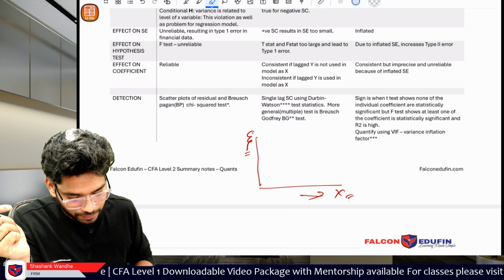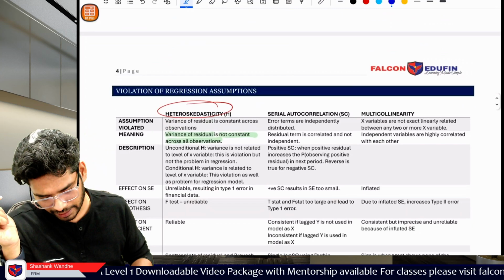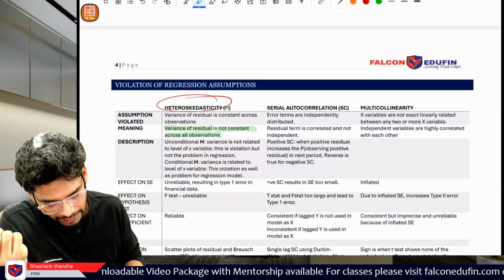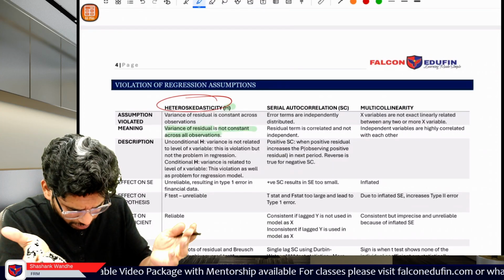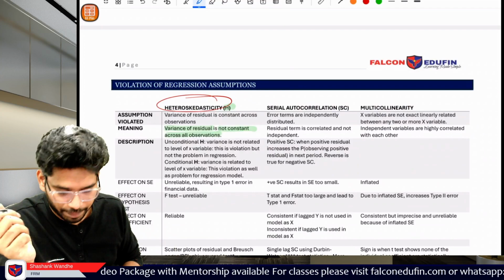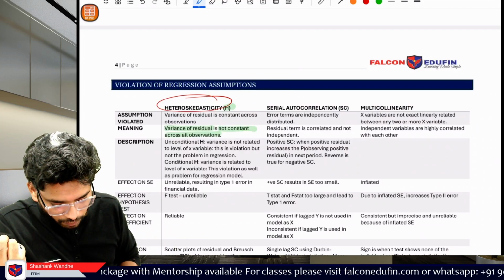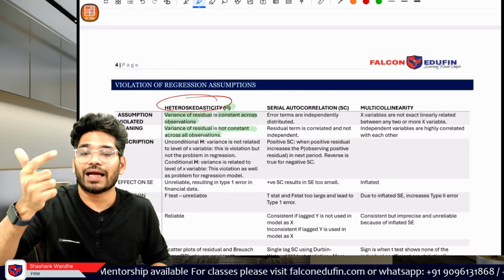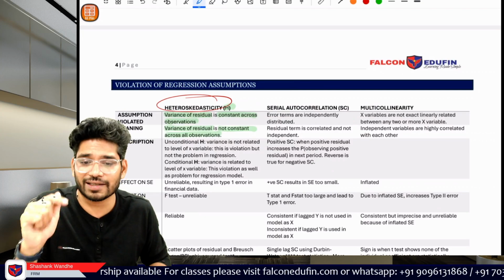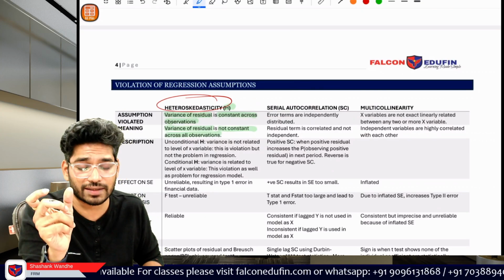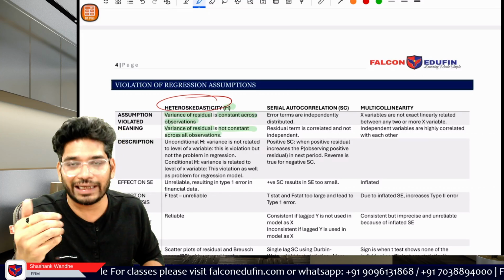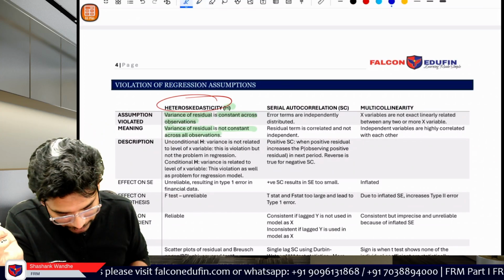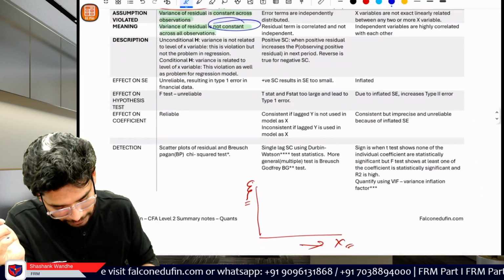Now, here we have two types of heteroskedasticity, and let's see which assumption is violated by the heteroskedasticity. We will call this H, again to shorten the write-up. Now, the assumption violated is that the variance of the residual is constant across the observations. This is the assumption. And if heteroskedasticity is present, this assumption is not retained. Okay, this assumption is violated, and this means the variance of the residuals is not constant.